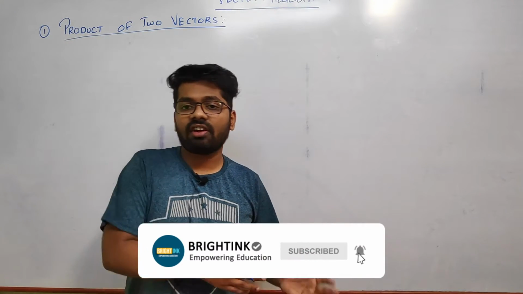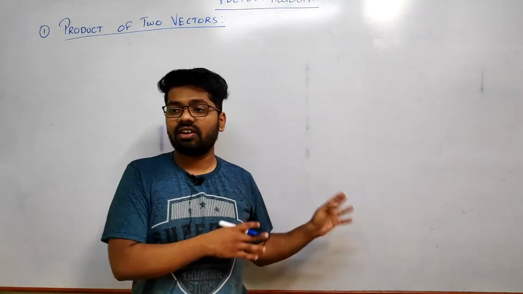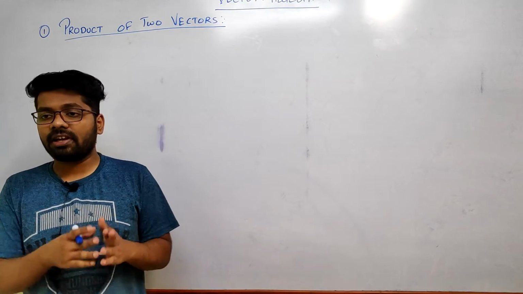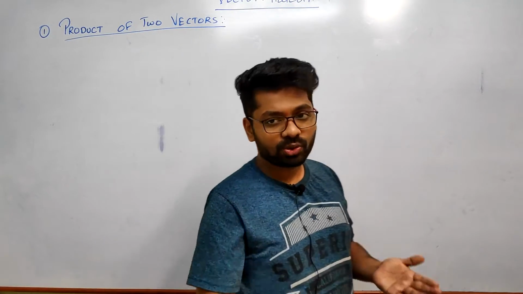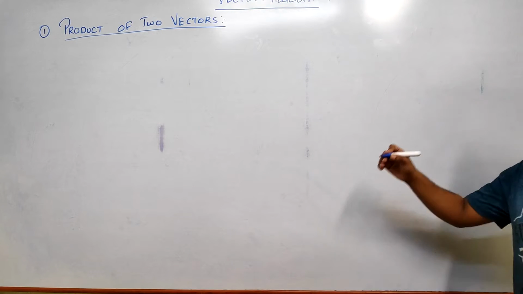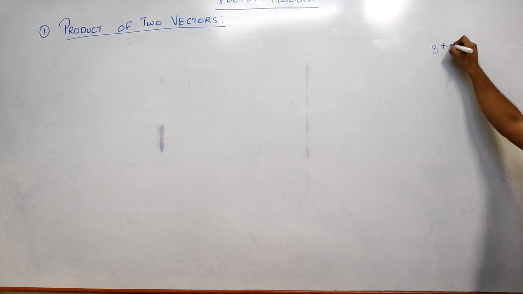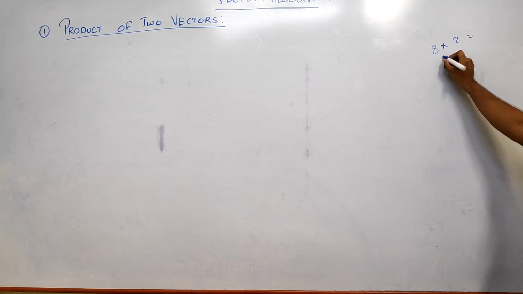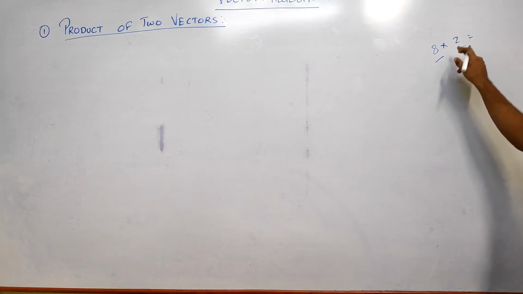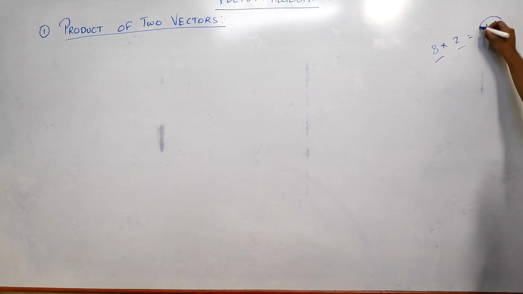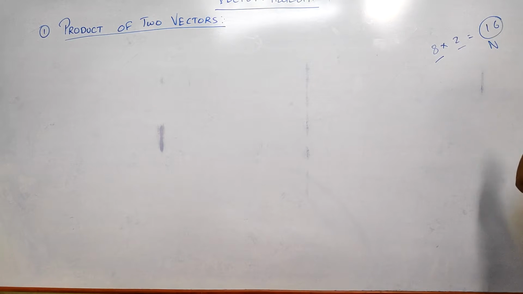Okay, so you have learned addition, you have learned subtraction. Now let us learn product. What does that mean? Multiplication of two vectors. Now just tell me, when you multiply two numbers like 8 into 2, what do you get? These are two numbers, right? 8 times 2 is 16. The answer is also a number, correct?